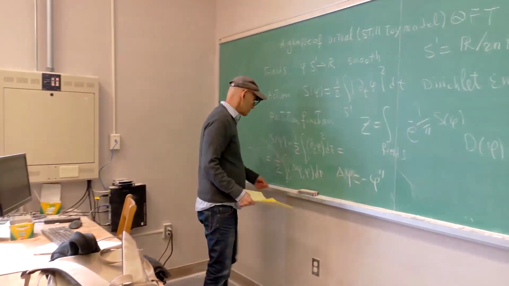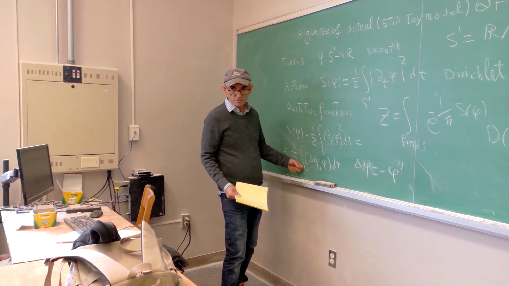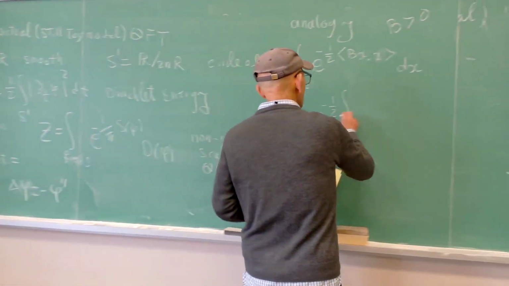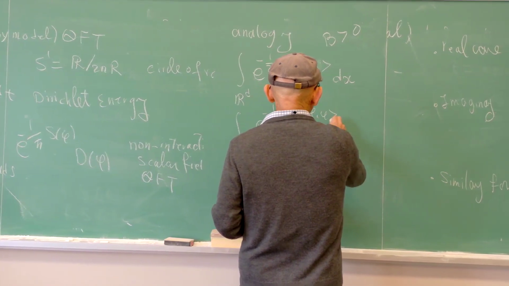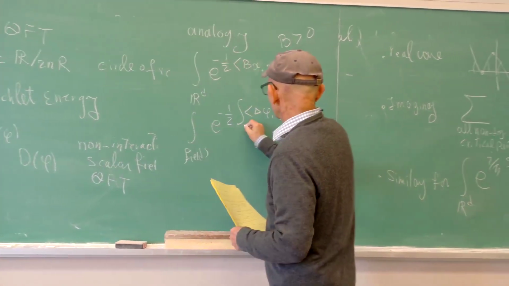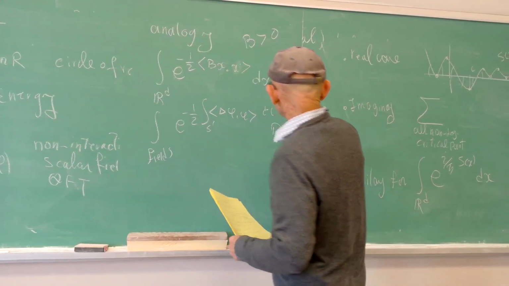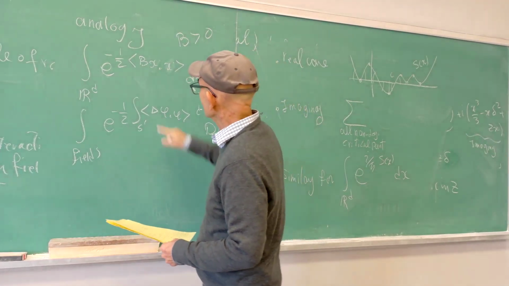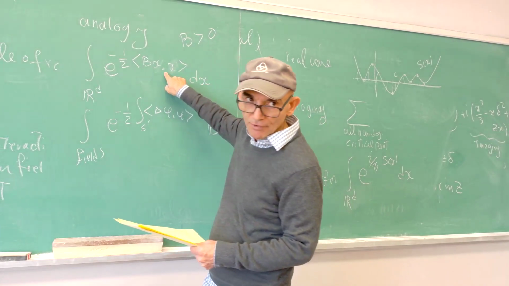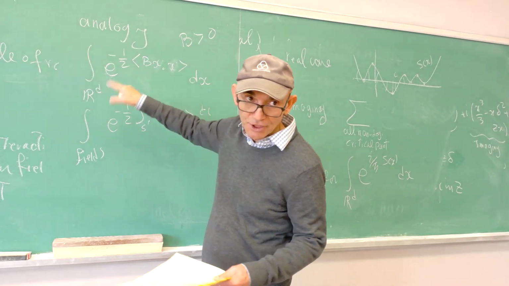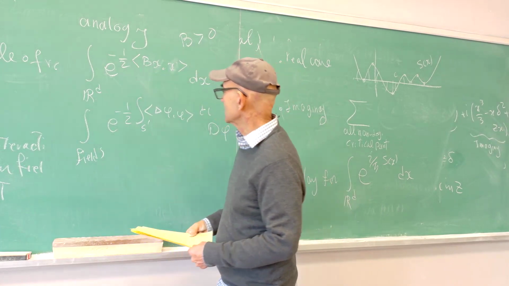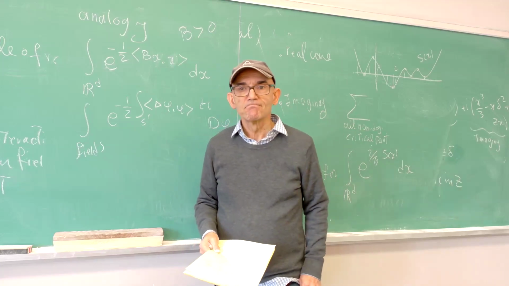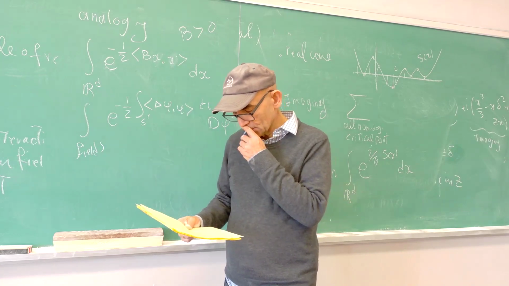So we have this integral, right? So phi is like x. You see, here there is a summation involved, right? Here we're summing over all i and j's. Here, the summation is over all points on the circle. That means over an infinite set. Right? So that's the analogy.